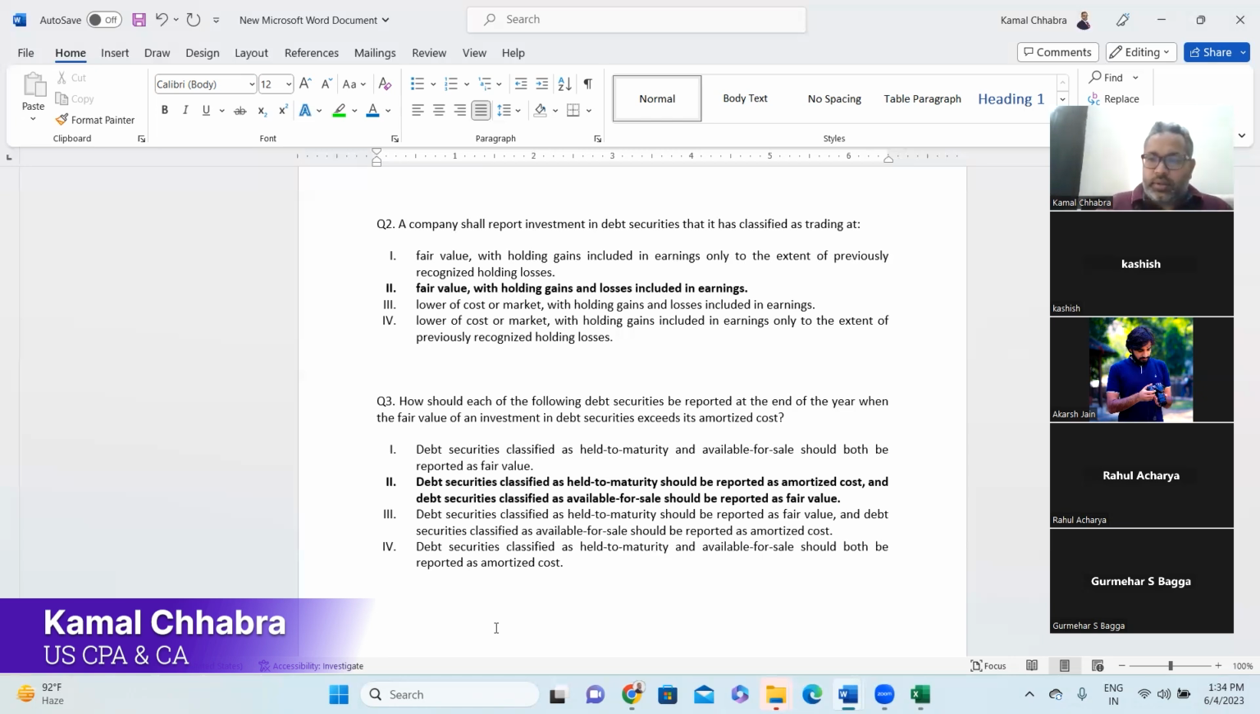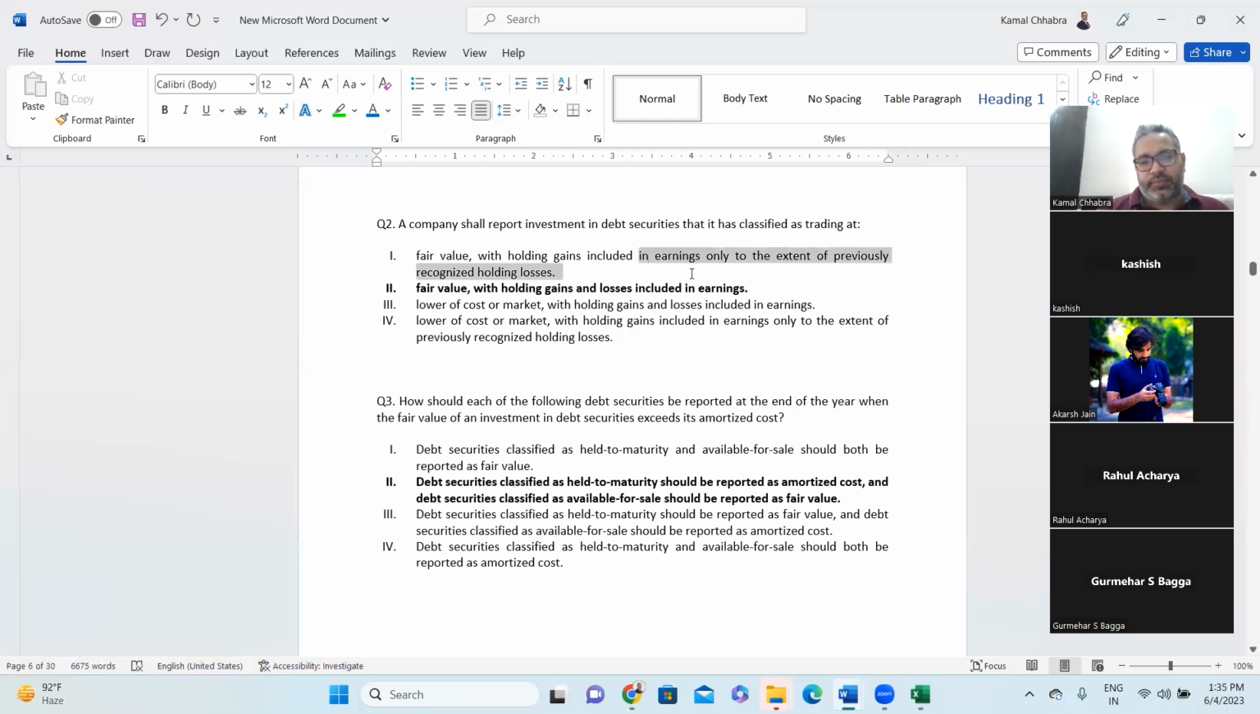Listen to the question again. A company shall report investment in debt security that it has classified as trading at what? First one is fair value with holding gain included in earnings only to the extent of previously recognized losses. Is this right to say? No, sir. We will recognize all the gains or losses. Second is fair value with holding gain or loss included in earnings. So this looks correct.